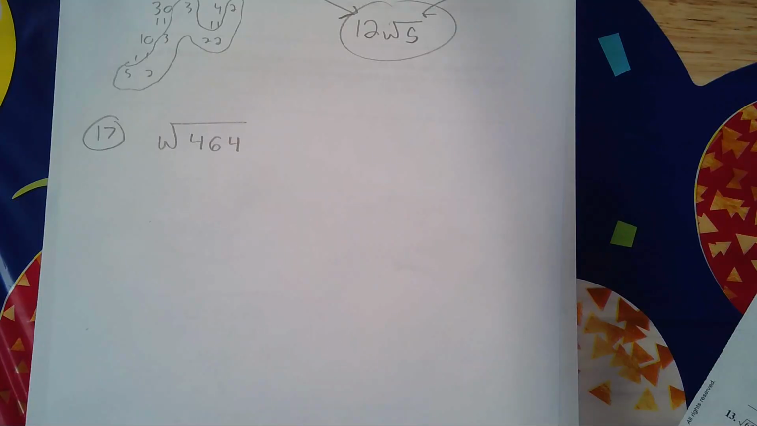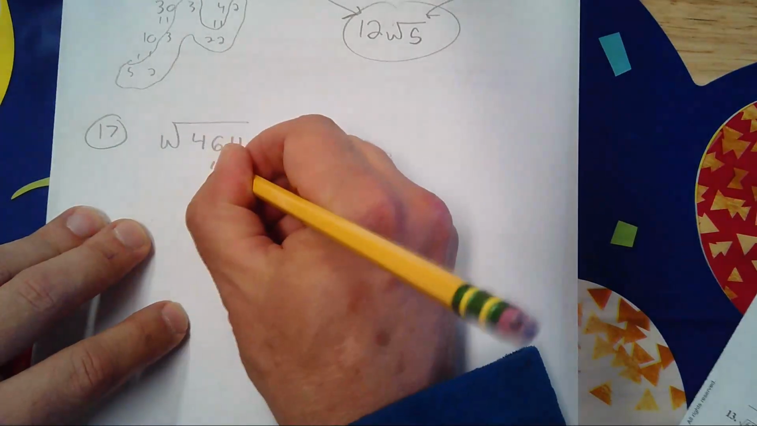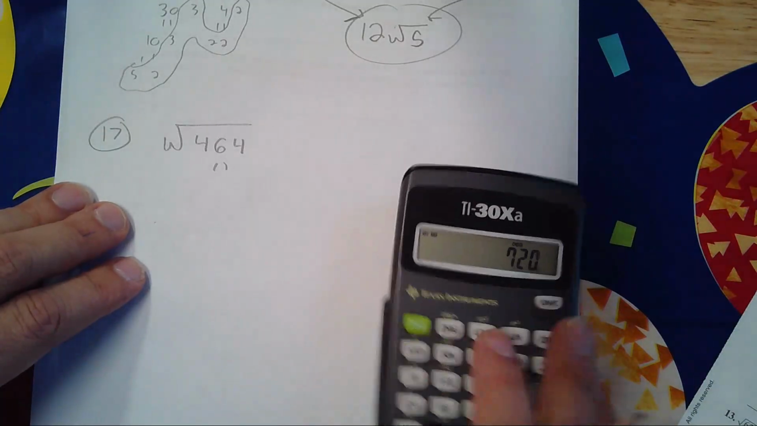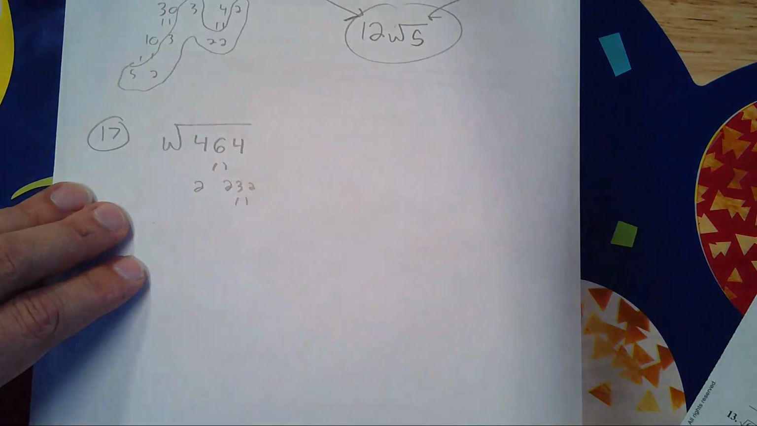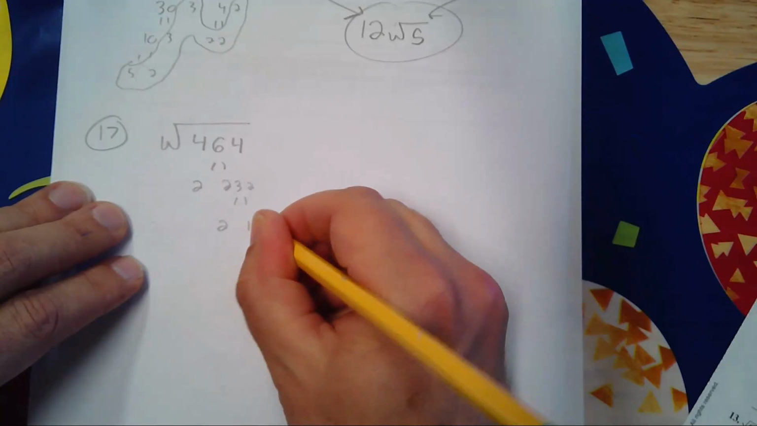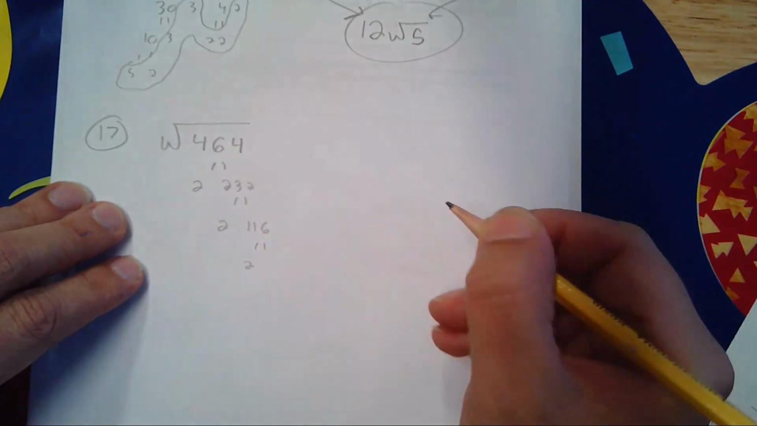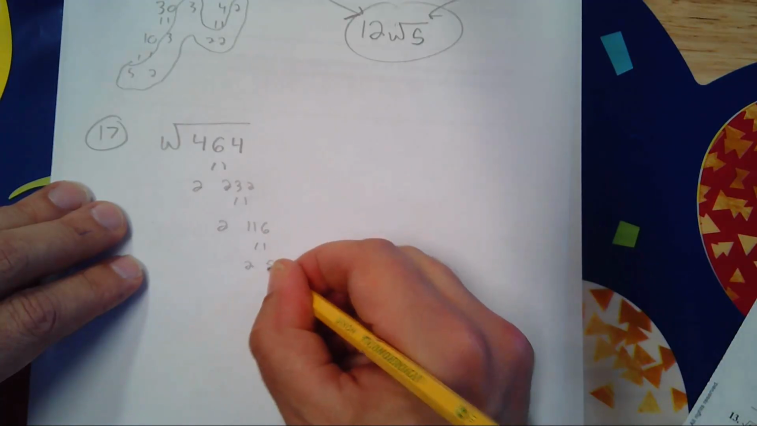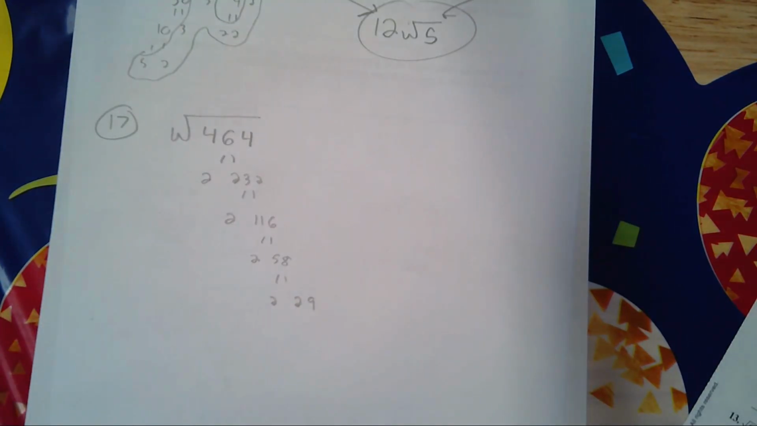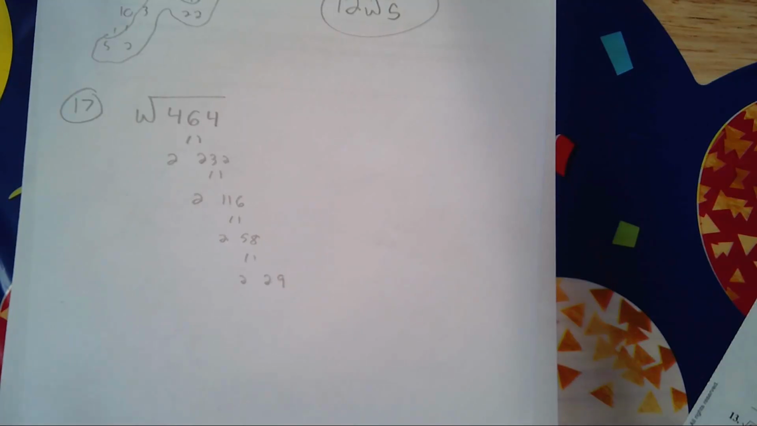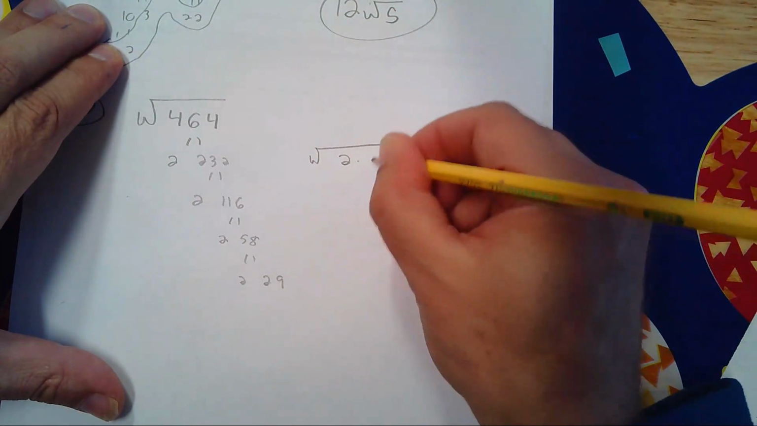Is 29 a prime number? Is 67 a prime number? Actually, I think it's 29 a prime number. I don't remember. No, it is. 2 and 232. 2 and 116. 2 and 58. 2 and 29. I live in a world where 29 is prime. Same, bro.